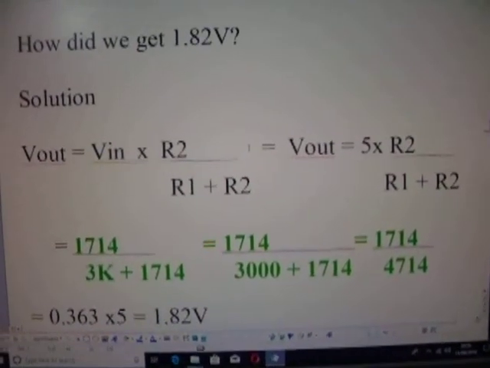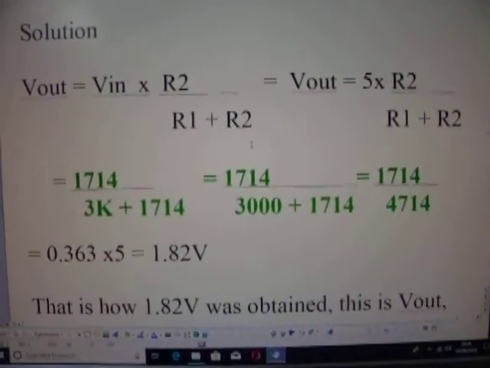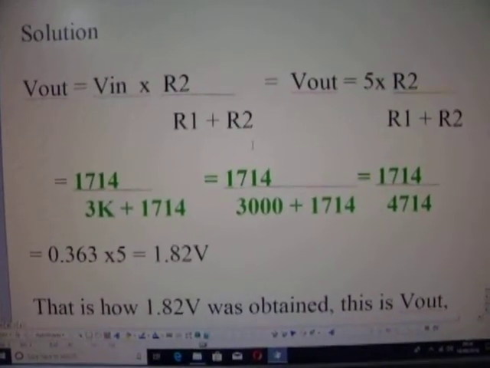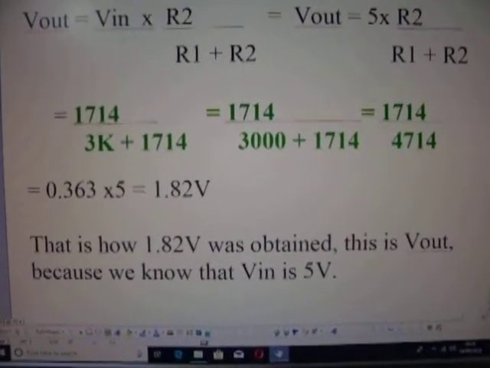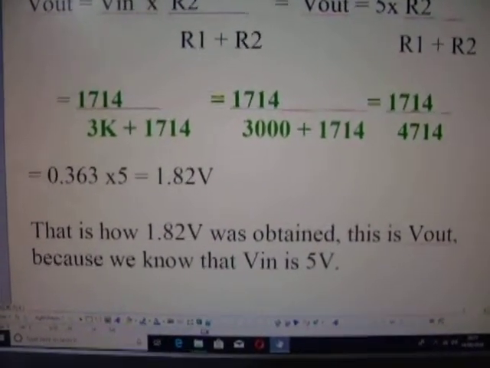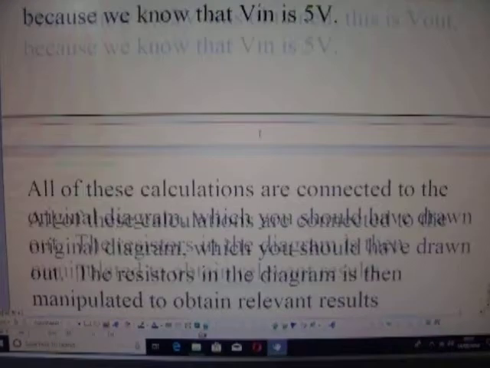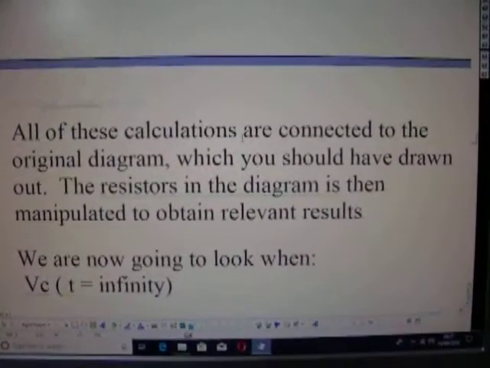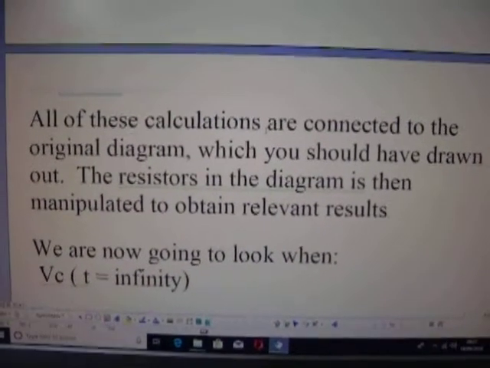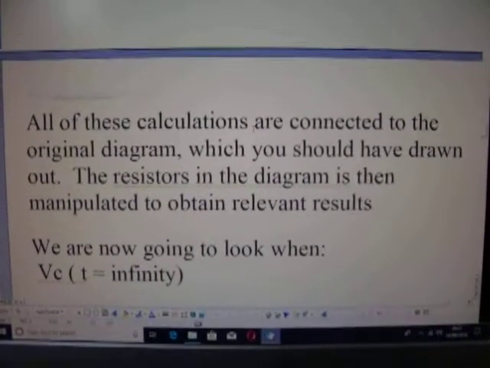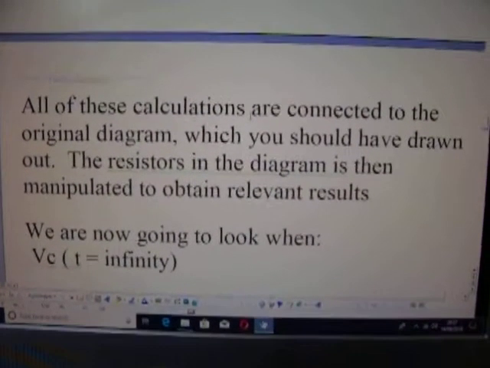And again, write out the work. You cannot just look at it on screen. You need to be able to find the process that enables us to reach a solution, and you need to be able to apply that for yourselves, okay? And remember here, all the calculations are connected to the original diagram, okay?